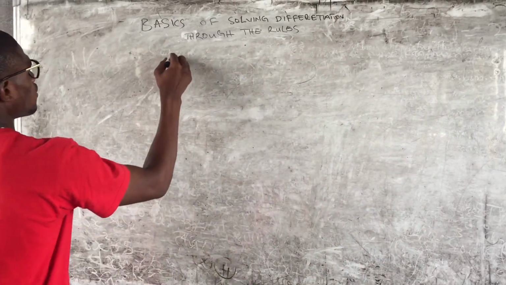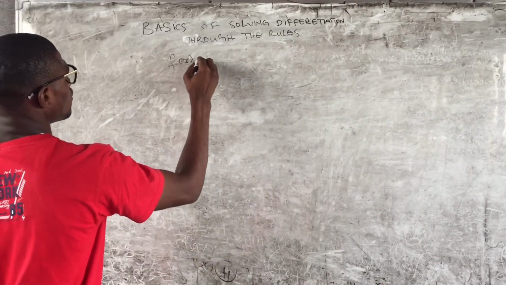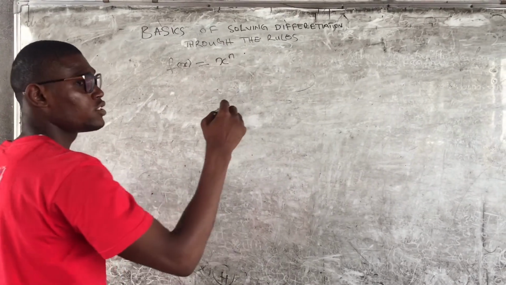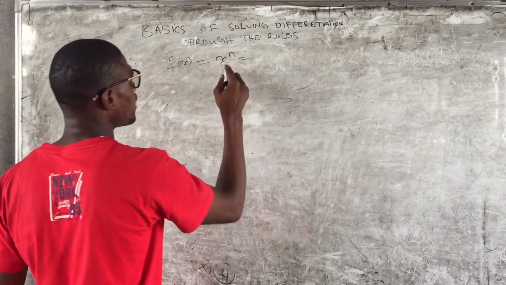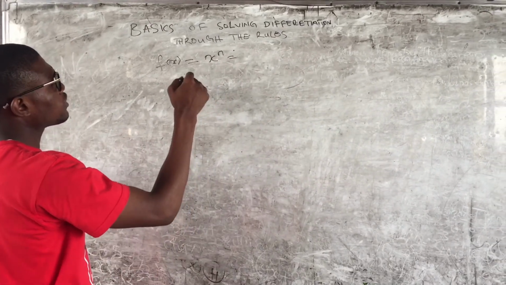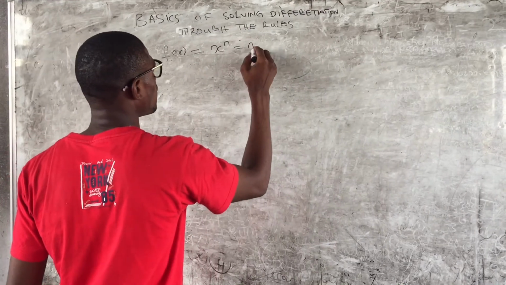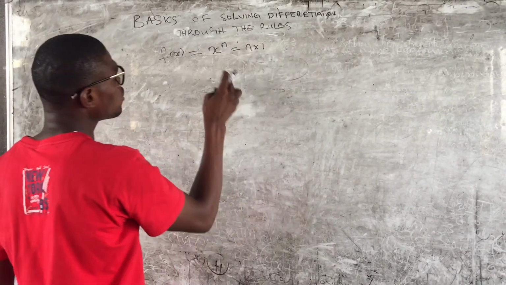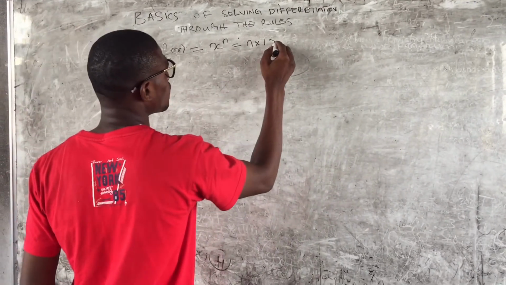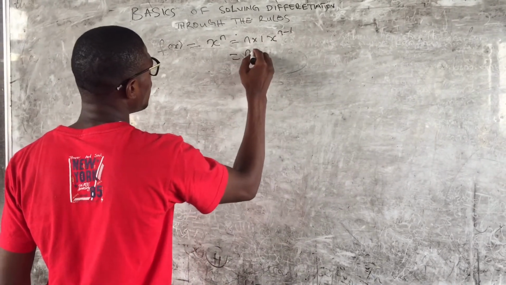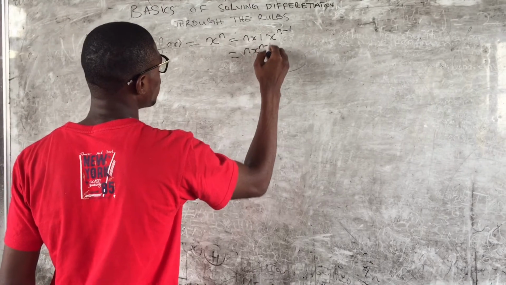If you are given f of x equals x raised to the power of n, the rule states that you multiply n by the coefficient of x, then subtract 1 from n, which is the power. The coefficient of x is 1, times x raised to the power of n minus 1. I will have nx raised to the power of n minus 1.